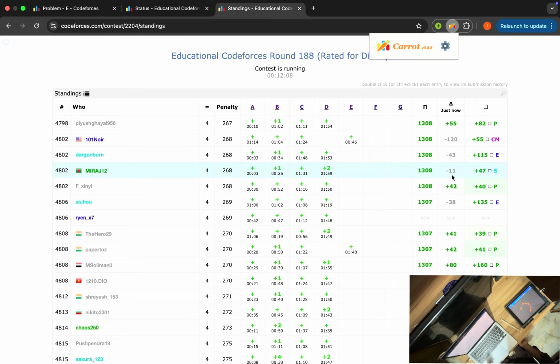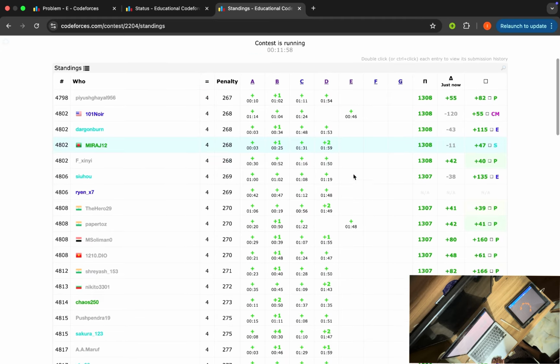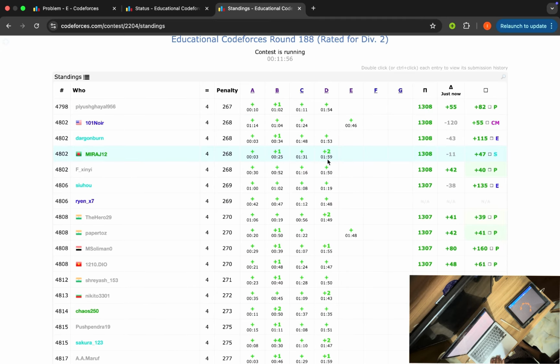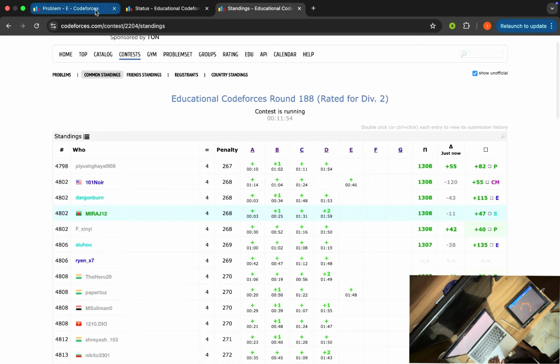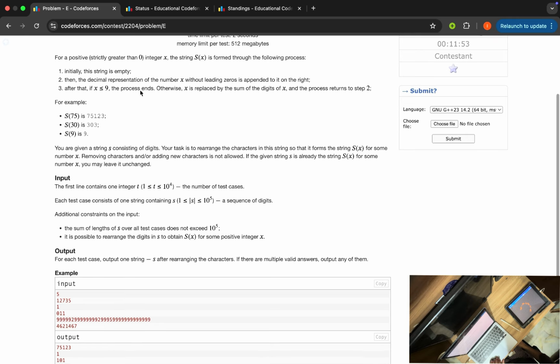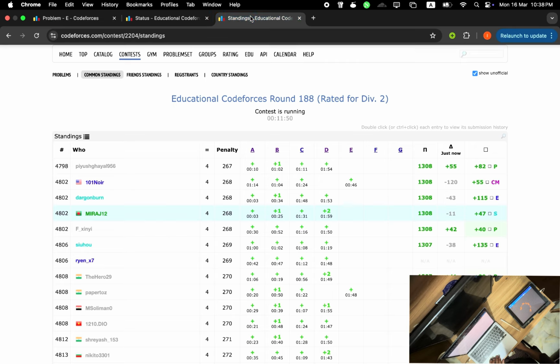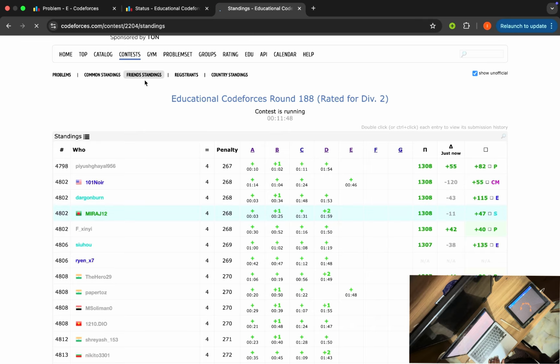Minus 11. Still I'm getting minus. Apparently people can solve, apparently we can solve up to D. It's literally saying that if I'm getting minus. It's just unfair.